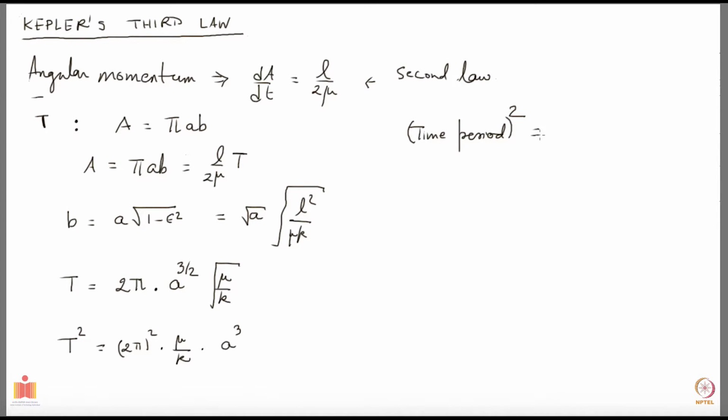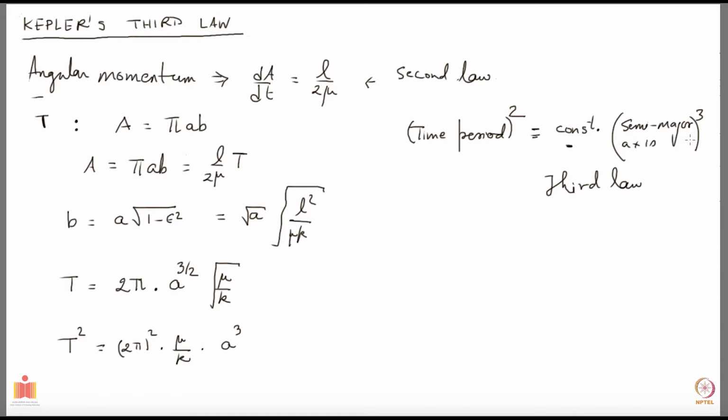Which says that the time period squared is equal to a constant times the semi-major axis cubed. And this is your third law. For a given two-body system, mu is fixed, and so this piece is truly a constant, and this is how your time periods are related to semi-major axis cubes, and that's what your third law is.